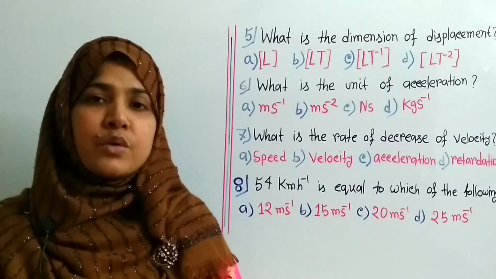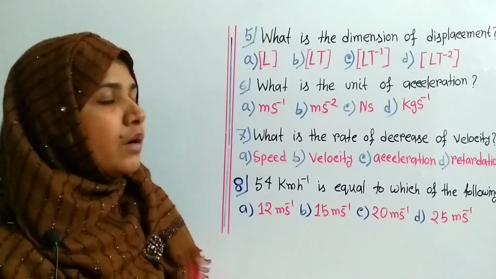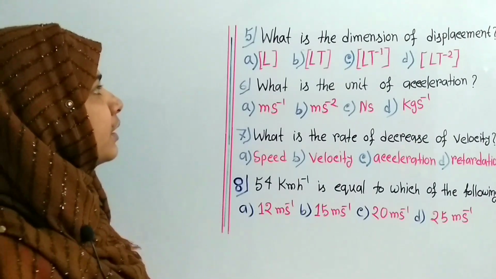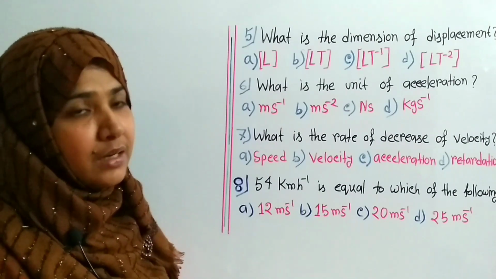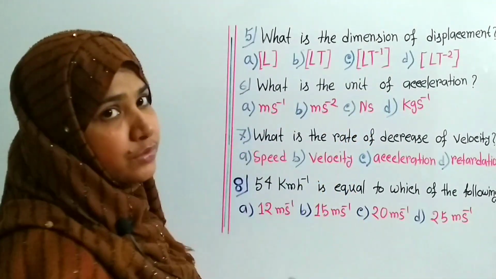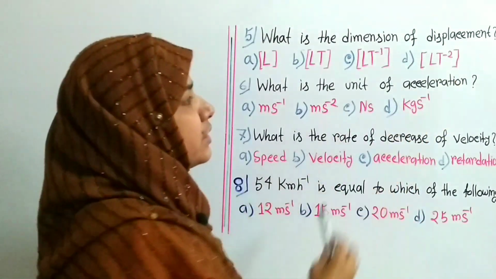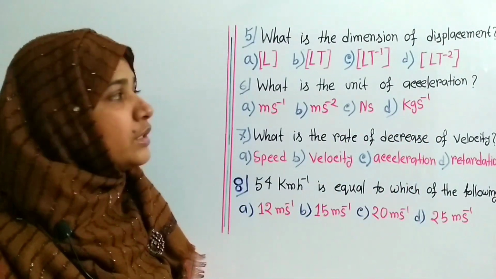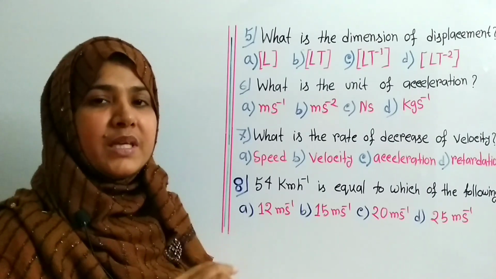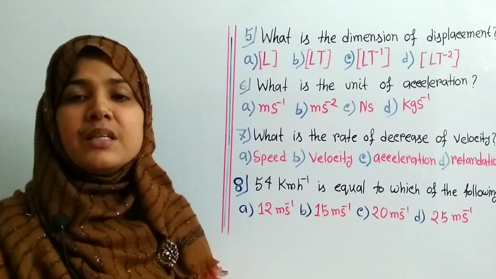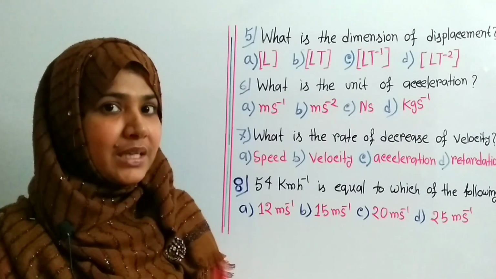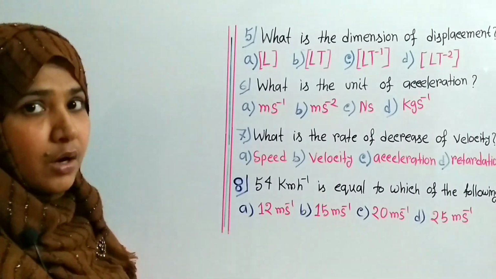Question 5. What is the dimension of displacement? The given options are option A, capital L; option B, LT; option C, LT inverse 1; and option D is LT inverse 2. You know that displacement means the distance in a specific direction, and displacement is measured in the unit meter, and meter is a kind of length. So we can say that the right answer is option A.